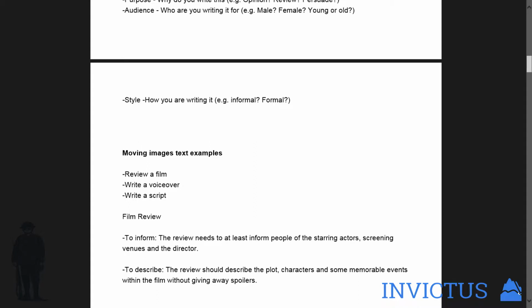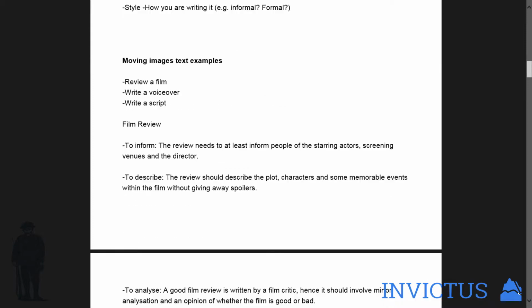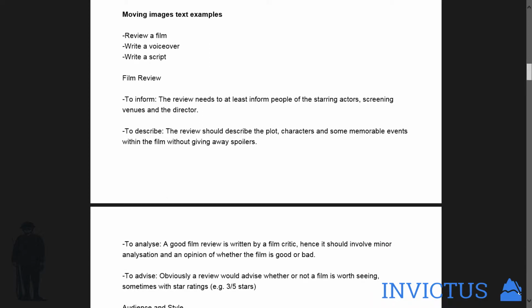So, some examples of them. As I've mentioned before, write a film. You might be asked to review a film, write a voiceover, or even write a script for a film.